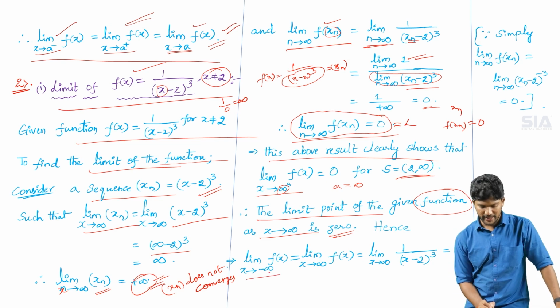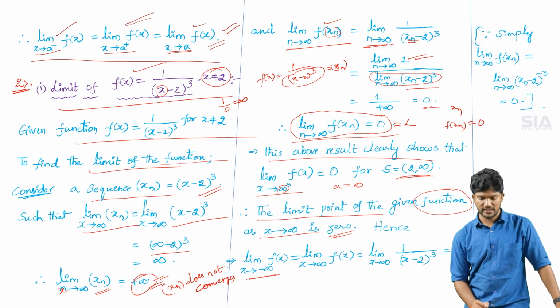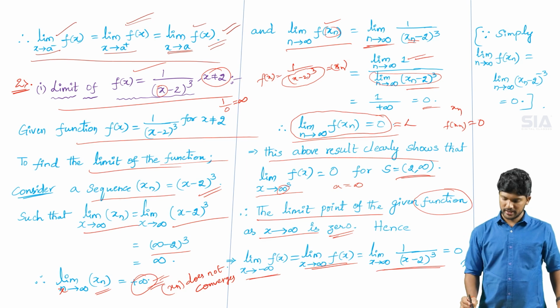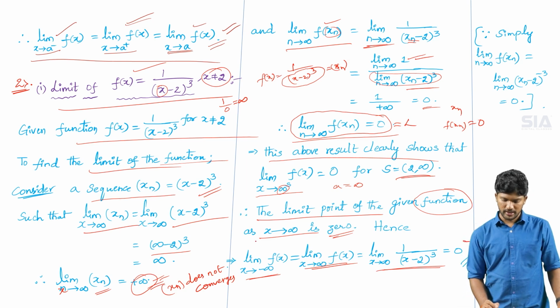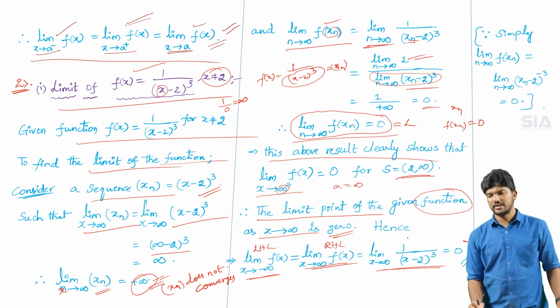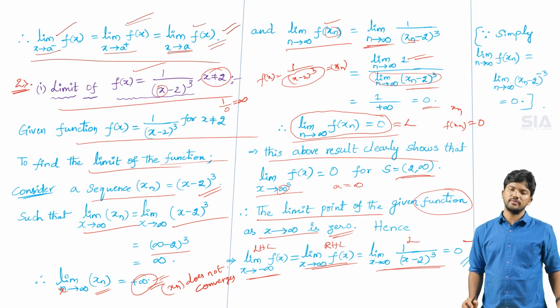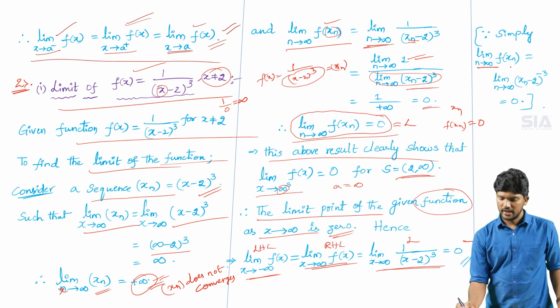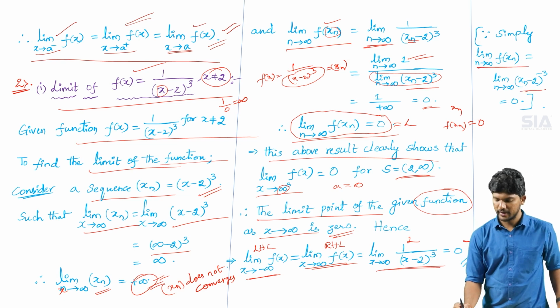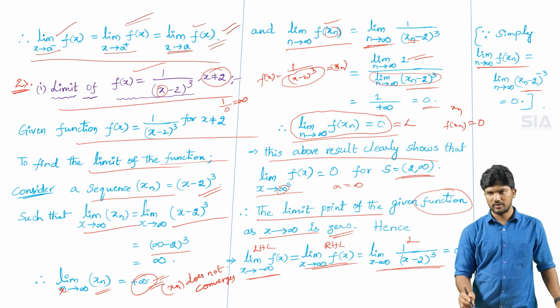Hence limit x tends to minus infinity of f of x is equal to limit x tends to plus infinity of f of x is equal to limit x tends to infinity of 1 by (x minus 2) whole cube, equal to 0. That means the limit exists because the left hand limit LHL and the right hand limit RHL are equal, so the main limit is equal to 0. Simply, limit n tends to infinity of f of x_n is equal to limit n tends to infinity of (x_n minus 2) whole cube. You can also write it in this format.